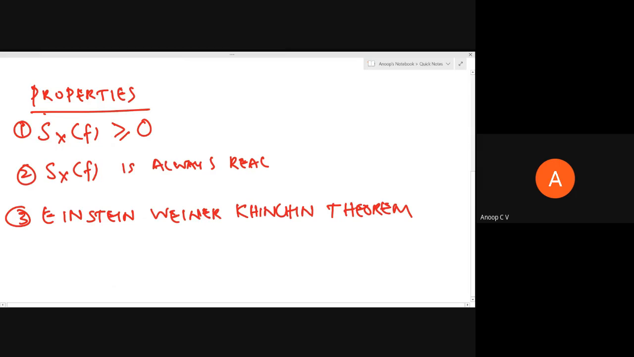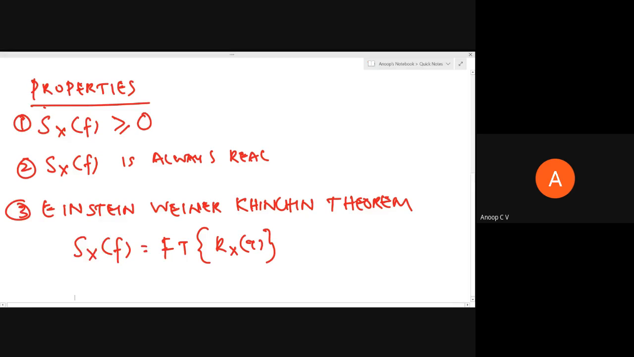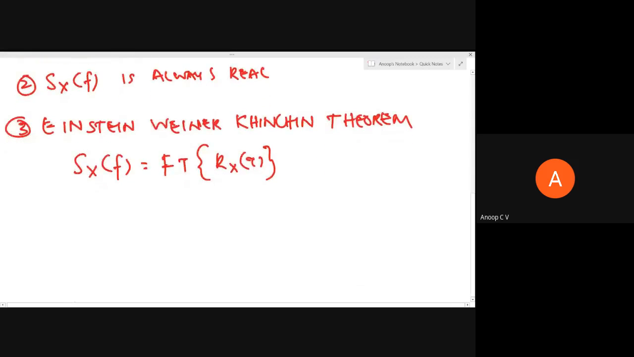Einstein-Wiener-Khinchin theorem. It says what the power spectral density is the Fourier transform of. This is the most important result, right? Power spectral density is the Fourier transform of the autocorrelation function. So if you take the inverse Fourier transform of the power spectral density, you will get the autocorrelation function.